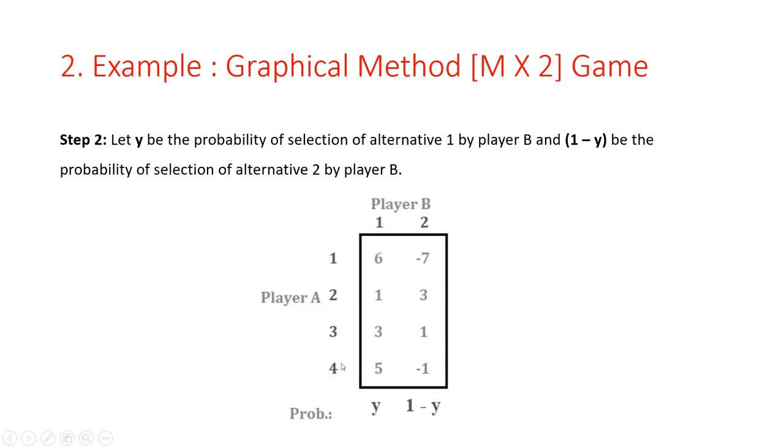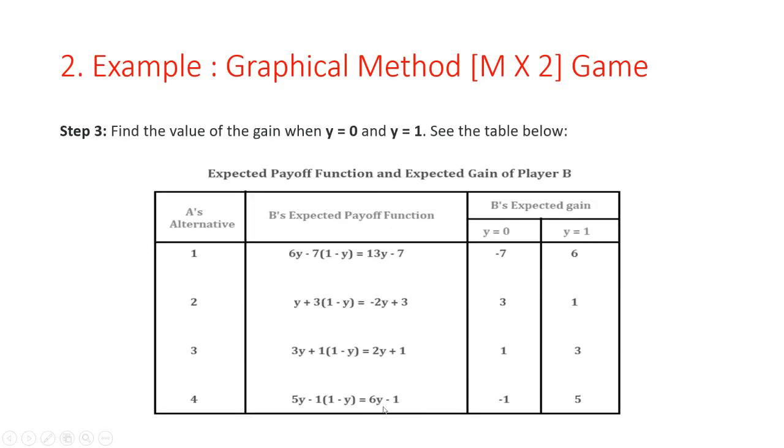And for player A4, 5y minus 1 plus y, so we get 6y minus 1. So these are B's expected payoff functions with the alternatives of player A. If we put y equal to 0 and y equal to 1, we get these values for B's expected gain. For the first equation, y equal to 0 gives -7, and y equal to 1 gives 6. For the second equation, y equal to 0 gives 3, and y equal to 1 gives 1.